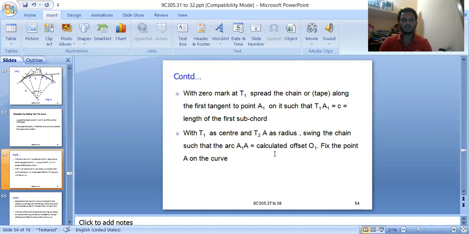The zero mark at T1. Spread the chain along the first tangent to point A1 on it such that T1A1 is equal to C1, which is equal to the length of the first subcurve. With T1 as center and T1A as radius, swing the chain such that arc A1A is equal to the calculated offset O1. So fix the point A on the curve.